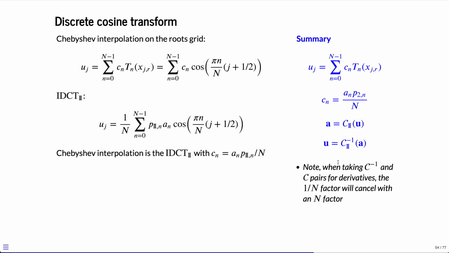Now, I'll note that when we compute derivatives for doing pseudospectral methods for solving PDEs, we're going to be taking pairs of C inverse and C. And when you do that, the 1 over n factor that shows up, like right here, is going to cancel with a corresponding n factor. And so basically when you convert between the a and the c, you have this factor 1 over n, and that's going to cancel out for us. So we'll take advantage of that later.